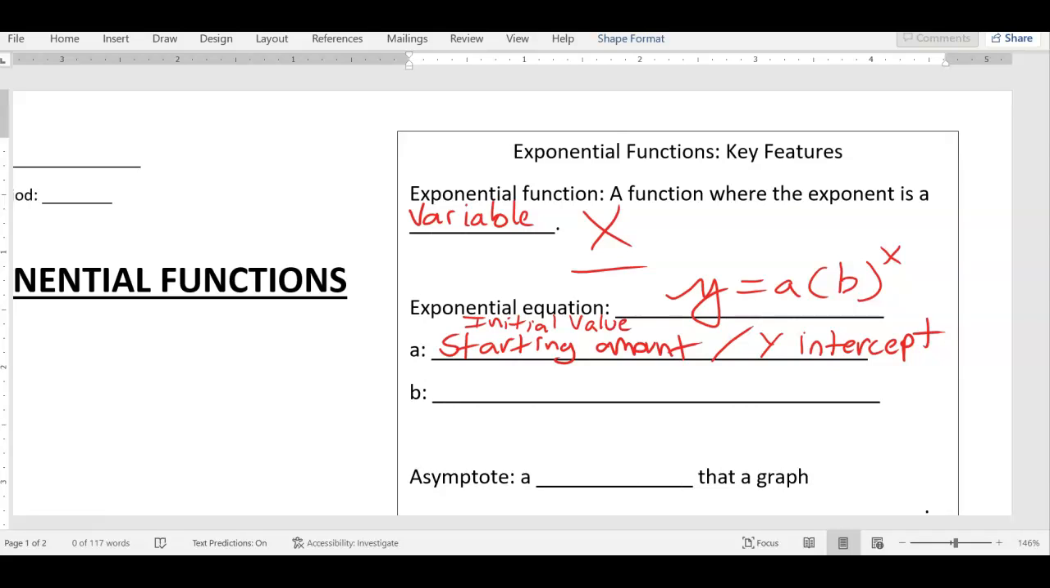Now b is the rate, okay? It's the rate of growth/decay. So y'all remember, exponential growth and exponential decay depend on this letter b, okay? It's the multiplier, okay?